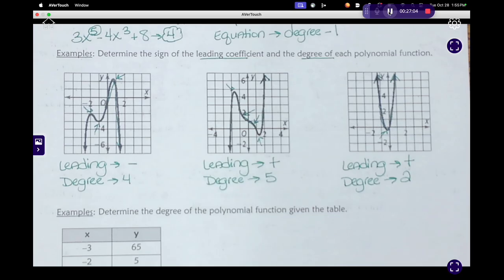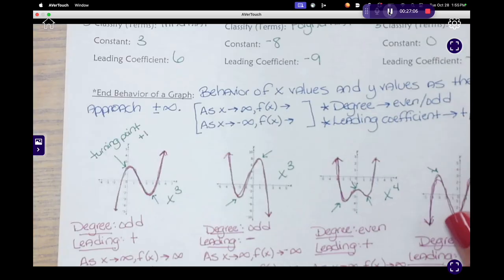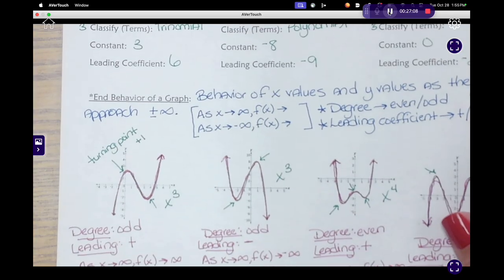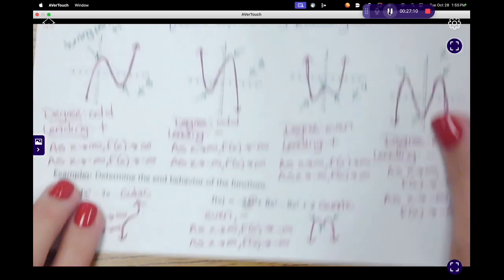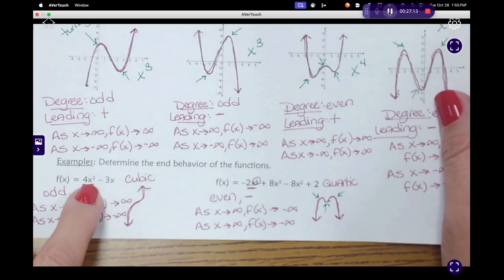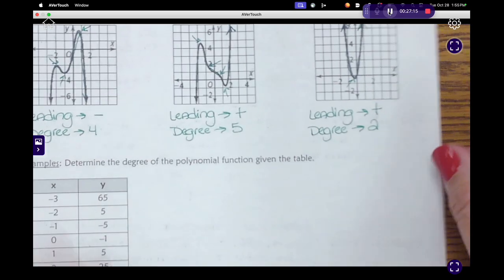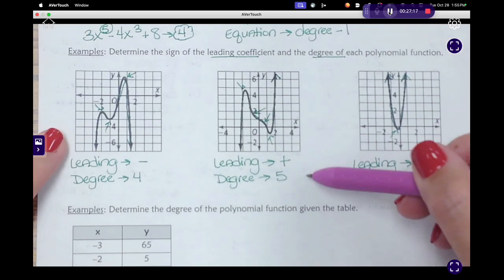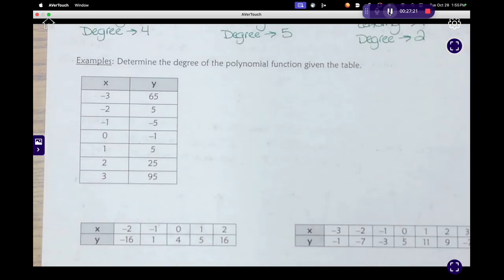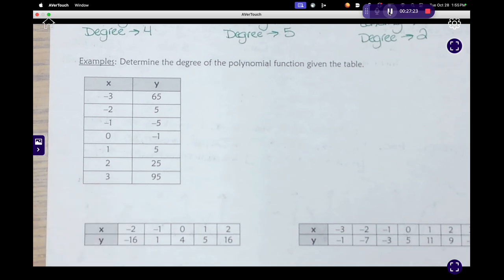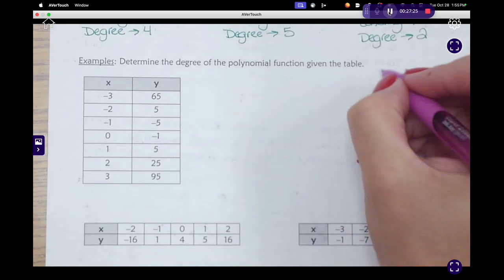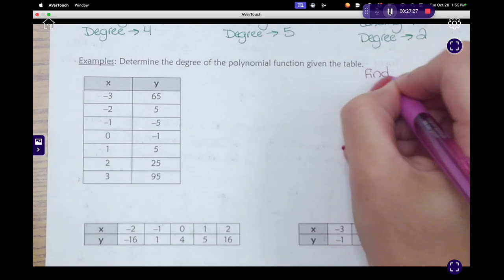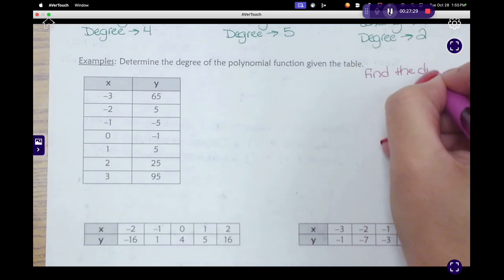All right, and the last part. So I gave you an equation, and you had to be able to find what the degree is. I gave you the equation. We talked about what the degree was here. I gave you a graph. We had to find the degree. Now you also have to be able to find degree from a table. Okay, so if I give you a table, all you have to do is find the differences of the y value.